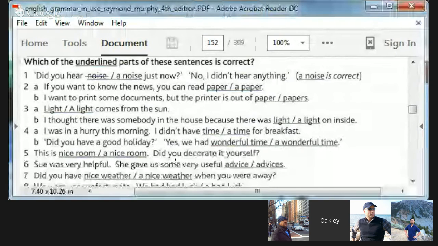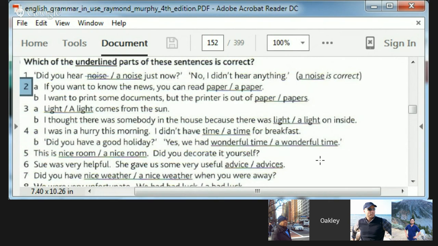Okay. Let's see if we can do a last exercise to work with some of these little bit confusing uncountables. Let's try this out. Go ahead and read. If it's A and B, read both sentences. Just read the sentence and choose the correct countable or uncountable version. For example, number one, did you hear a noise just now? A noise is correct.